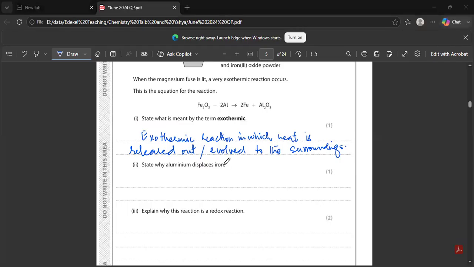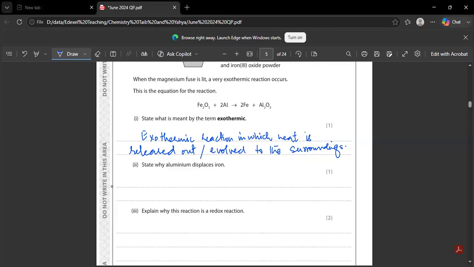The next question says: state why aluminium displaces iron. This concept is also very easy because aluminium is more reactive, or it is placed higher in the reactivity series of metals, right? So aluminium is more reactive than iron. We have to write in a very specific way: aluminium is more reactive than iron. Okay.